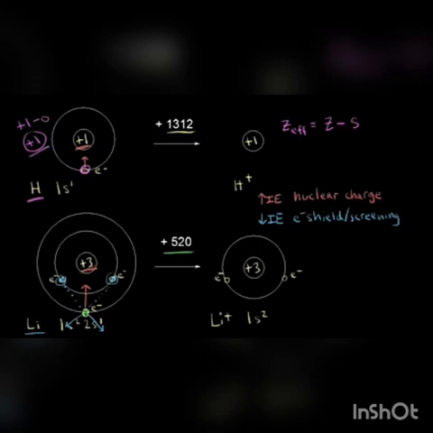For lithium, there are 3 protons in the nucleus, so Z would be +3. And there are 2 shielding electrons, these 2 inner shell electrons here, so it would be +3 minus 2. So the effective nuclear charge would be +1. If you think about it, the effective nuclear charge that hydrogen's electron feels is about the same as lithium's outer electron, because they both have an effective nuclear charge of +1. So the fact that lithium has this electron shielding, or electron screening, kind of cancels out the effect of the nuclear charge. These two things kind of cancel out.